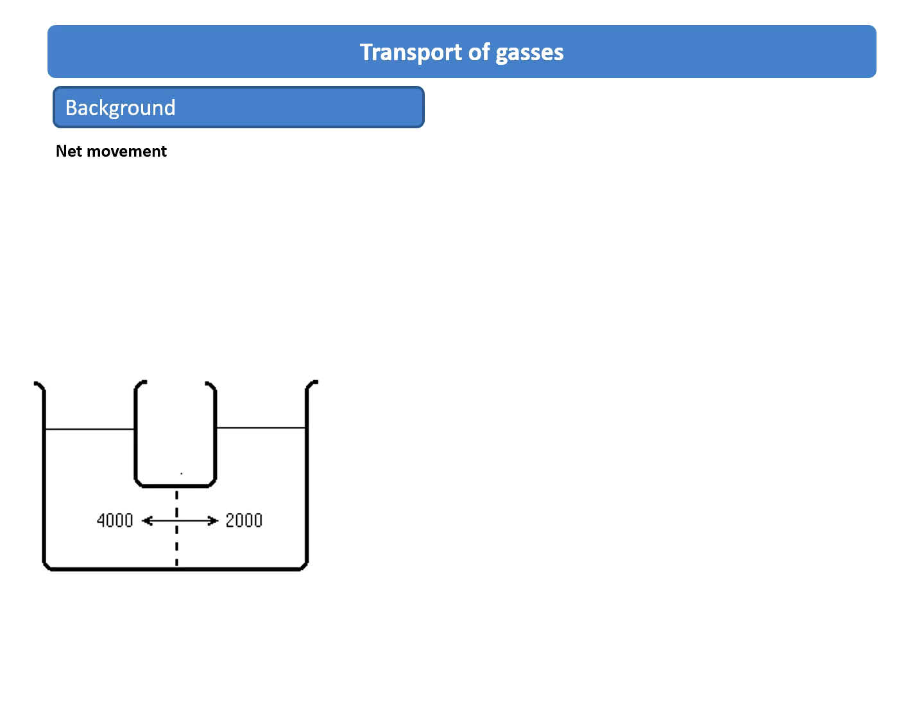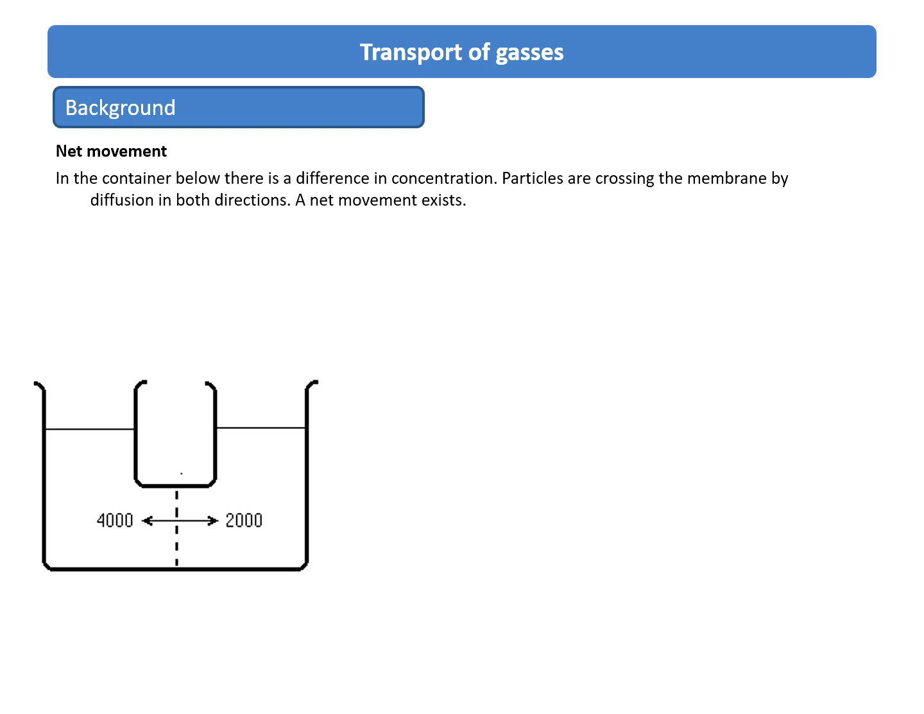Let's look at net movement. Here is a U-shaped container with a selectively permeable membrane separating two solutions. On the left side of the membrane, the solution has 4,000 particles. On the right side, 2,000 particles. Let's assume these particles are able to cross the membrane in both directions. So a net movement exists.